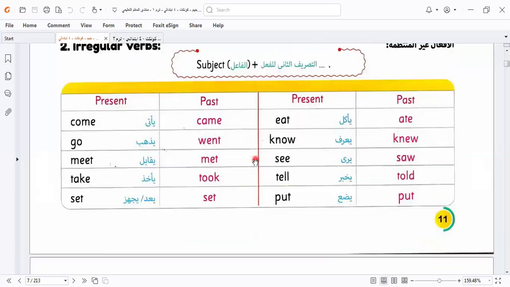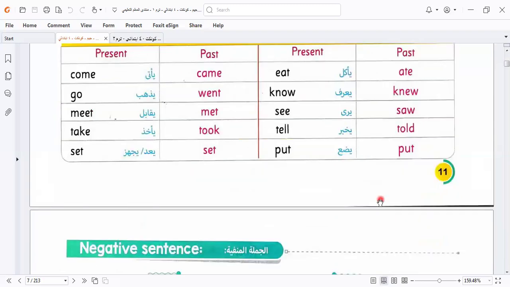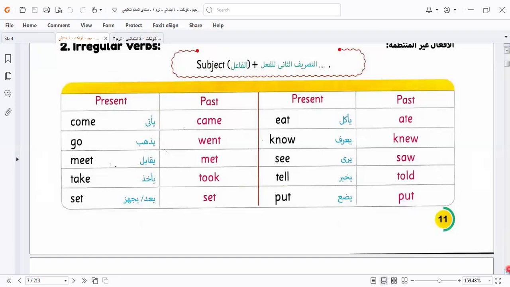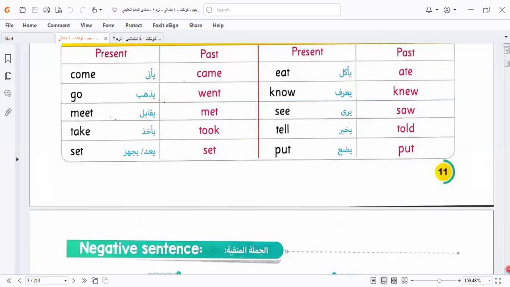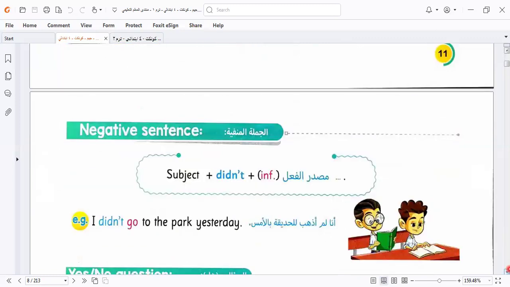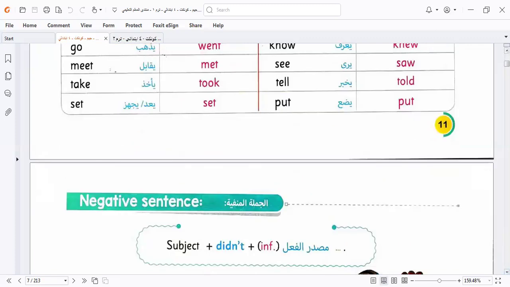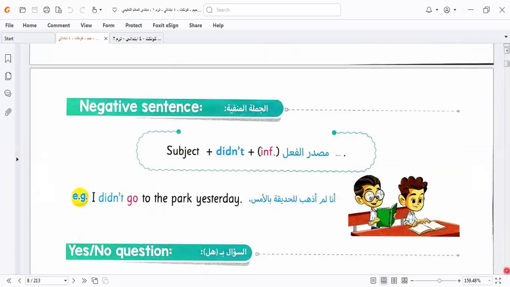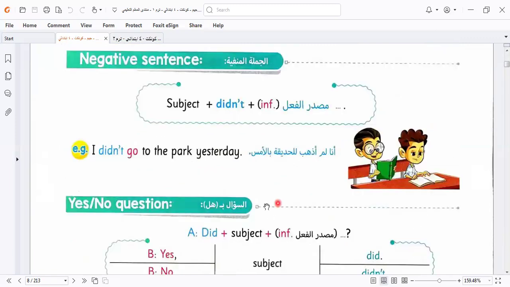Here we have some irregular verbs like come, came, go, went, meet, met, take, took, sit, sat, eat, ate, know, knew, see, saw, tell, told, put. As we told before, the irregular verbs tables are in many books. You can search for them, because it's important, as we told before, that the irregular verbs are memorized, so they must be kept to answer any sentence that comes to you. Okay.